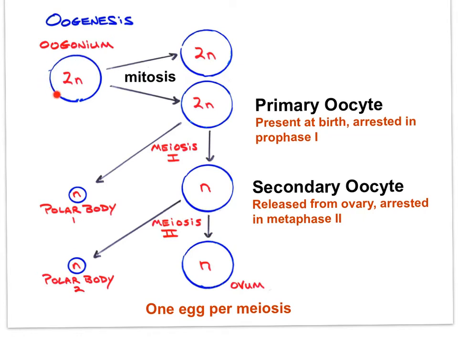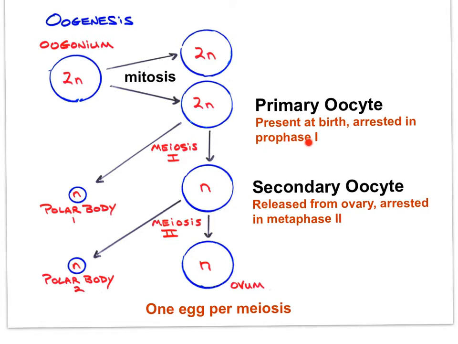A cell within the ovary, the diploid oogonium, undergoes mitosis to form two cells, only one of which proceeds into meiosis I. This diploid cell is known as a primary oocyte. The primary oocyte, remember, is diploid, and women are born with approximately 300,000 primary oocytes arrested in prophase I of meiosis.